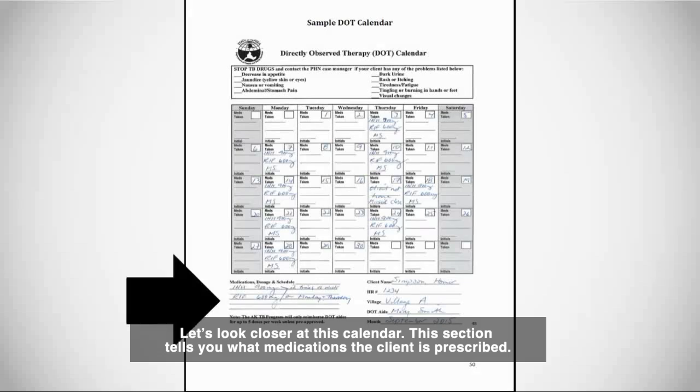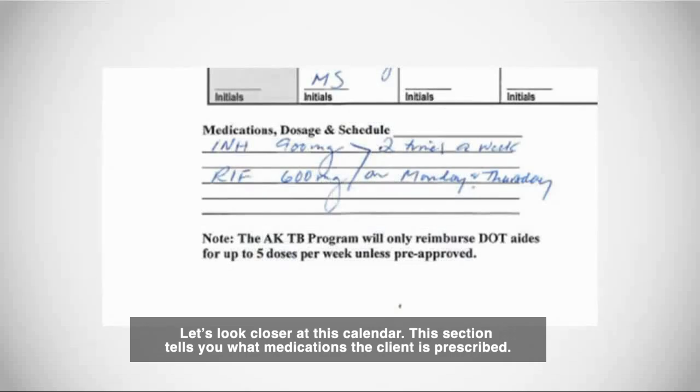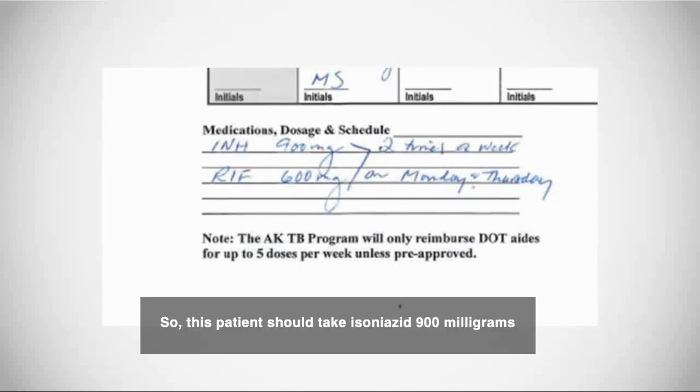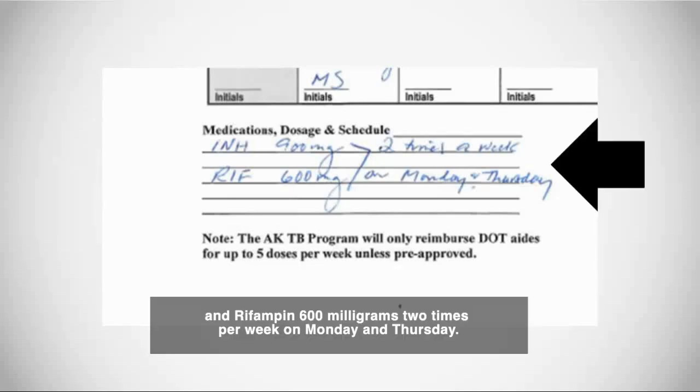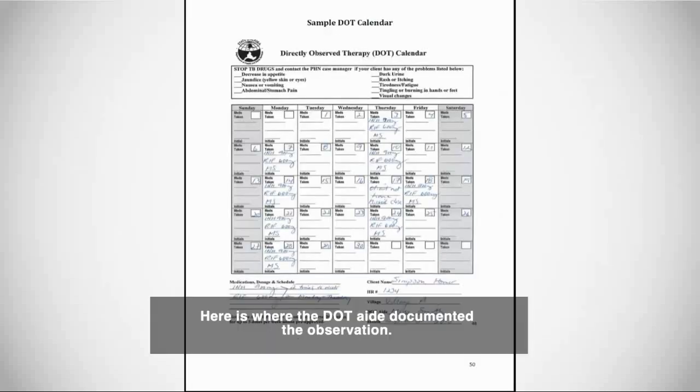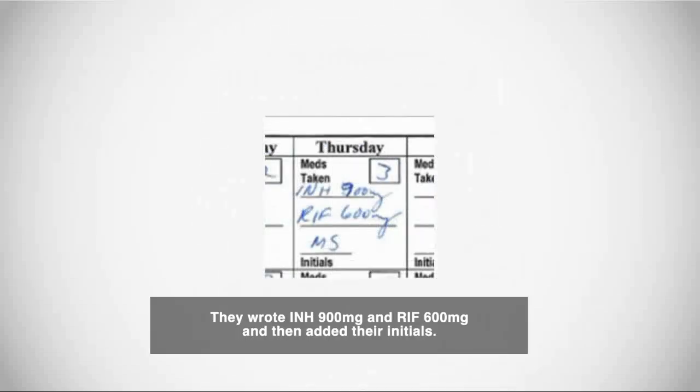This section tells you what medications the client is prescribed. So, this patient should take isoniazid 900 mg and rifampin 600 mg 2 times per week on Monday and Thursday. Here is where the DOT aide documented the observation. They wrote INH 900 mg and RIF 600 mg and then added their initials.